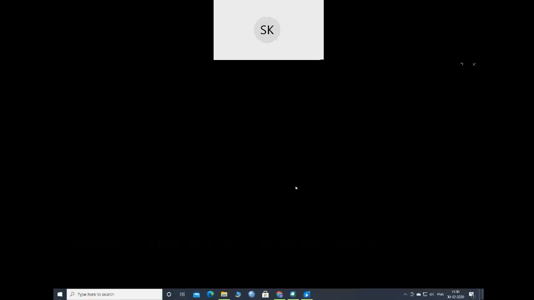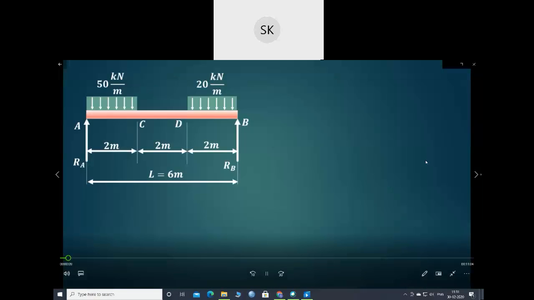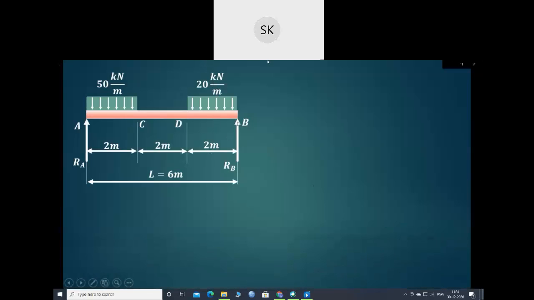In this video, we'll try to understand how to draw shear force diagram and bending moment diagram in case of a simply supported beam carrying uniformly distributed load. Now the arrangement of the beam is as shown over here. A UDL of 50 kilonewton per meter is acting for a distance of 2 meter from the left hand support A, and a uniformly distributed load of 20 kilonewton per meter is acting at a distance of 2 meter from the right hand support B.